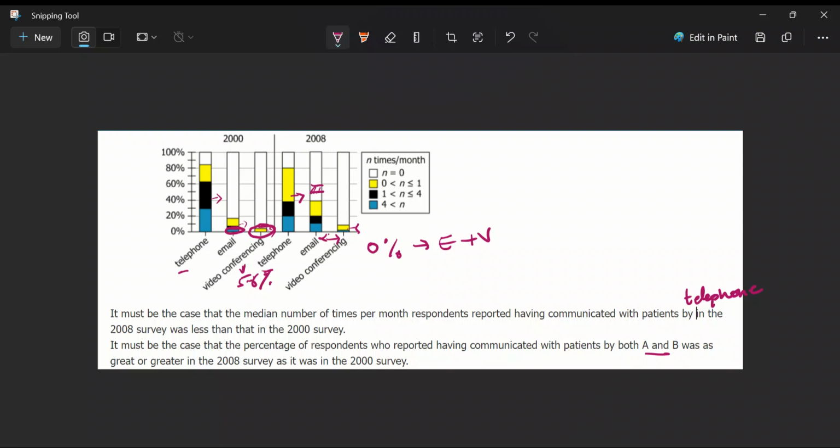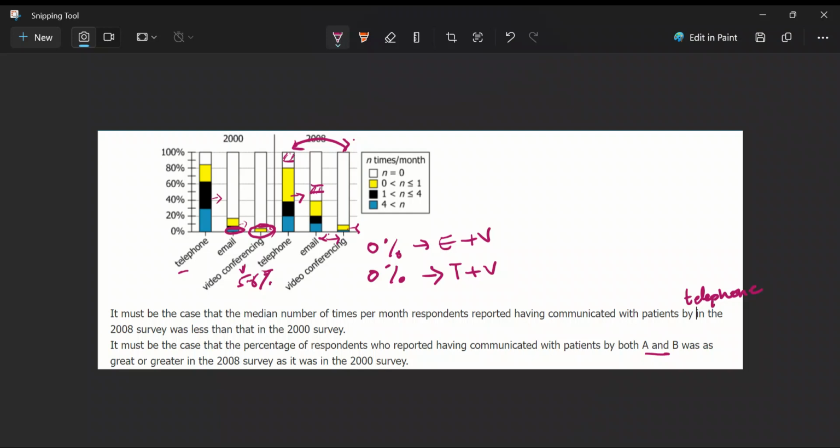Similarly, when we look at video conferencing and telephone, this 7 to 8% can be in the zero portion of telephone, and again it is going to be 0% when we talk of telephone and video conferencing. So again, in this case too, the 2008 survey can never be more than the 2000 survey.